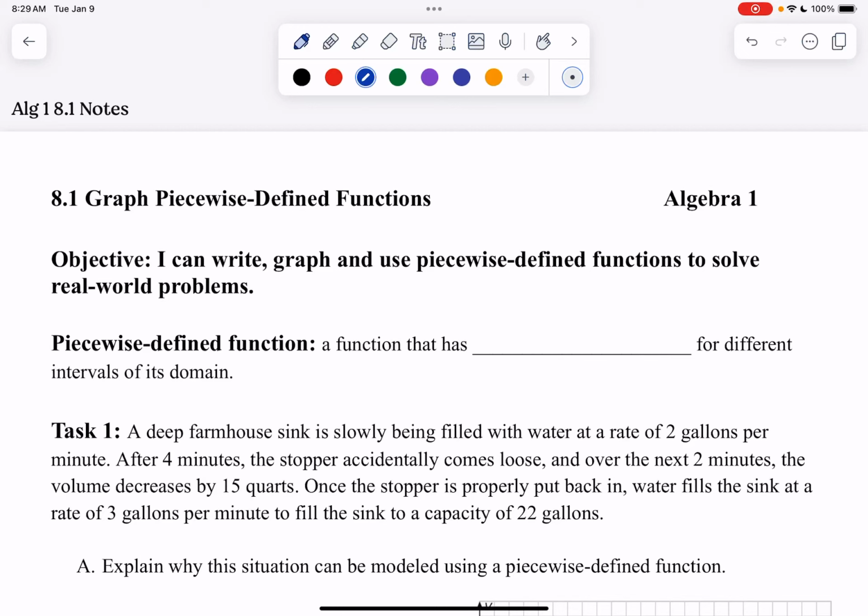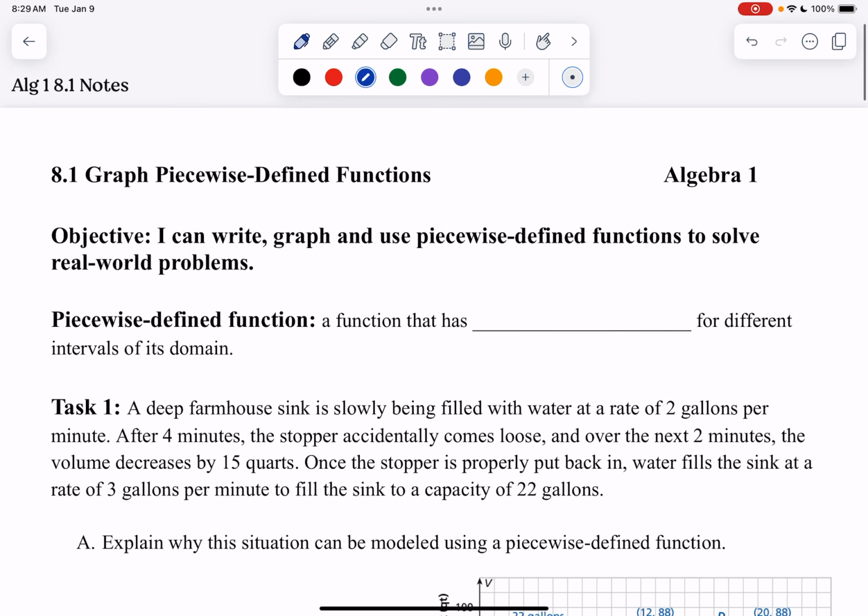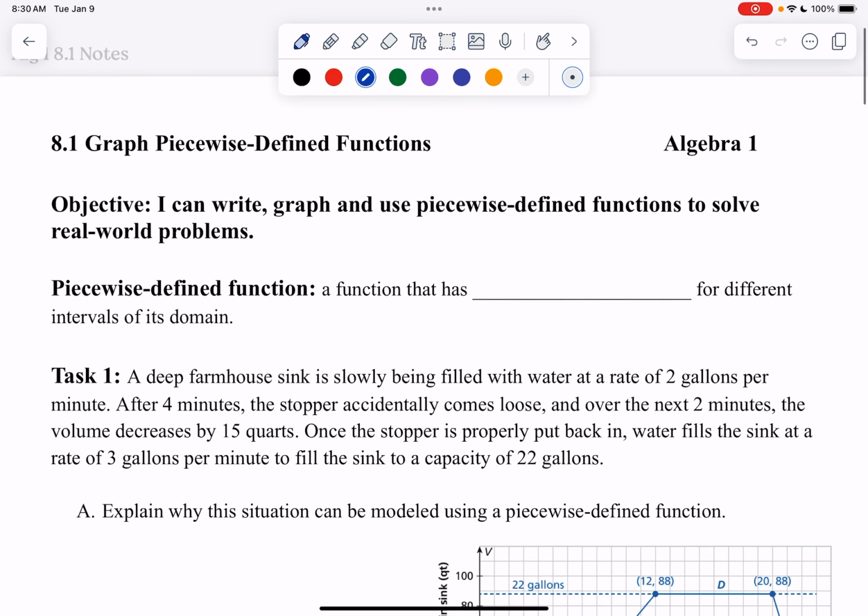Today we are going to graph piecewise defined functions. So our objective is to write, graph, and use piecewise defined functions to solve problems. So first we have to know what a piecewise defined function is.